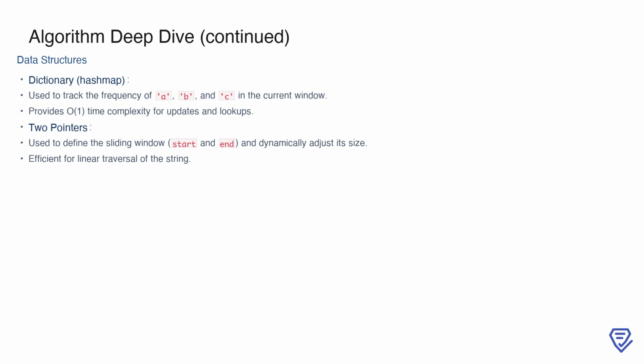Several key data structures make this optimized approach efficient. First, we use a dictionary, or hash map, to store the frequency of A, B, and C within the current window. This allows us to perform updates and lookups in constant time. Second, the two pointers, start and end, define the sliding window and enable us to dynamically adjust its size without recalculating the entire substring or its properties. Together, these data structures ensure that we only traverse the string once, making the algorithm both time and space efficient.